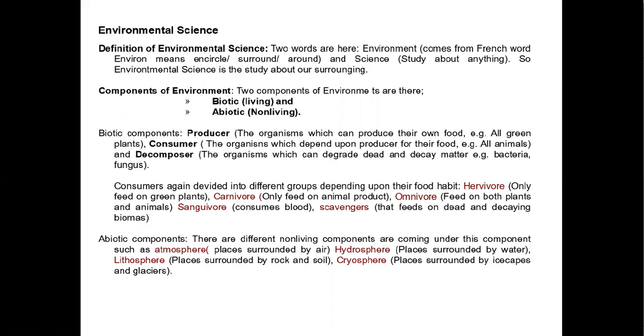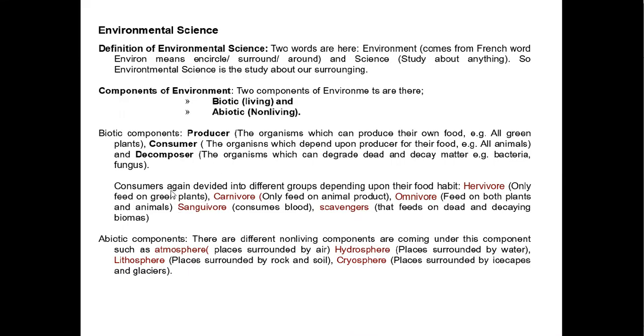What are producers? The organisms which can produce their own food are known as producers, and the organisms which depend upon other organisms for their food are known as consumers, and the organisms which can degrade dead and decaying matter are known as decomposers. All plants come under producers, all animals come under consumers, and all microorganisms like bacteria and fungus come under decomposers.